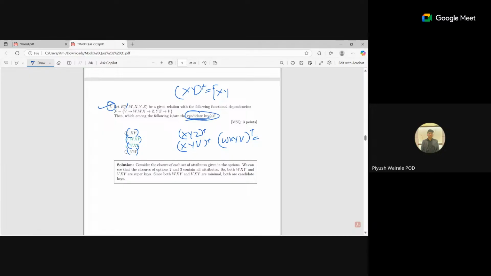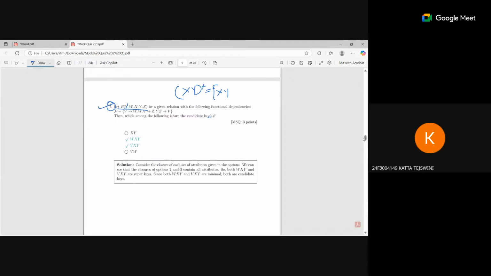If we ask which one of the following is a super key, then the best way is to take the closure of each and every option and see whether you are getting all the attributes in the relation or not. That's it. But in the case of a candidate key, we need to find out the candidate key here. I hope this is clear, like what I have explained.